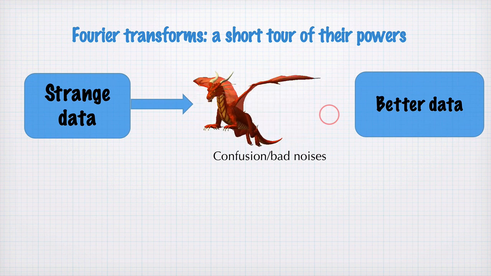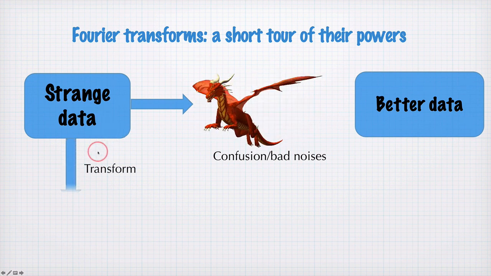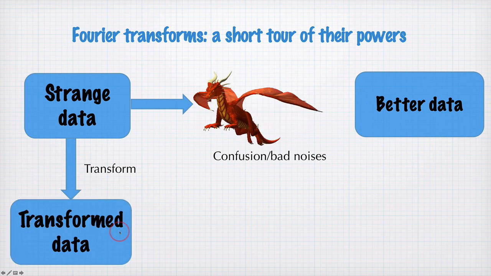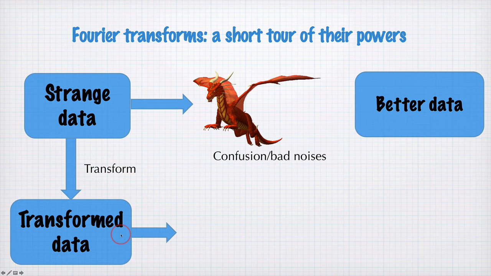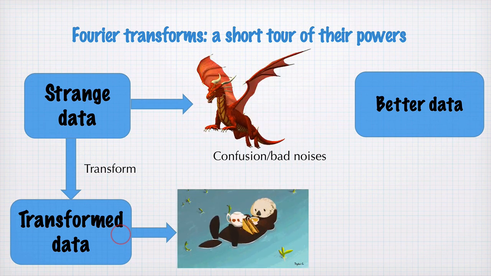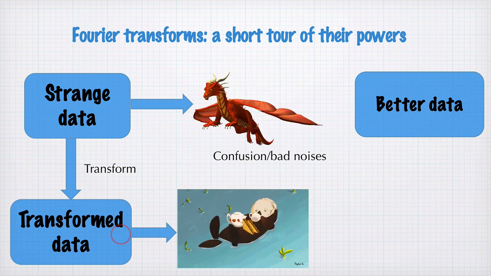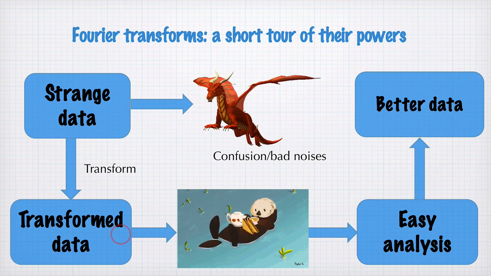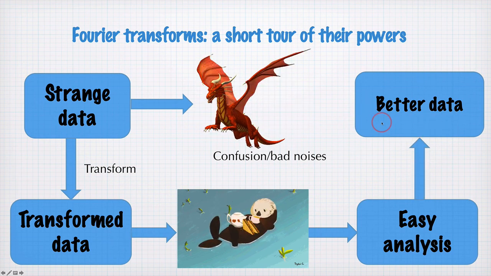So that's really hard. Instead, what we can do is go into the Fourier transform domain. So we go down here to the transform data. We do some simple, easy analysis where we just put a filter around our spikes, and that's easy analysis, and we can inverse transform to get our better data with our noise removed.